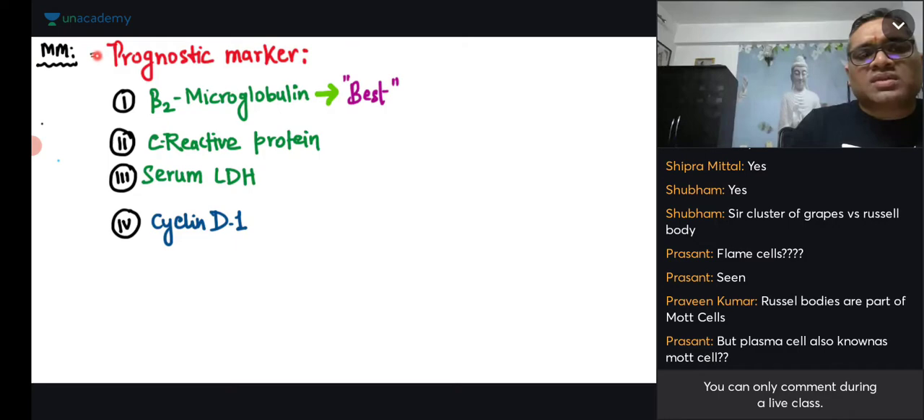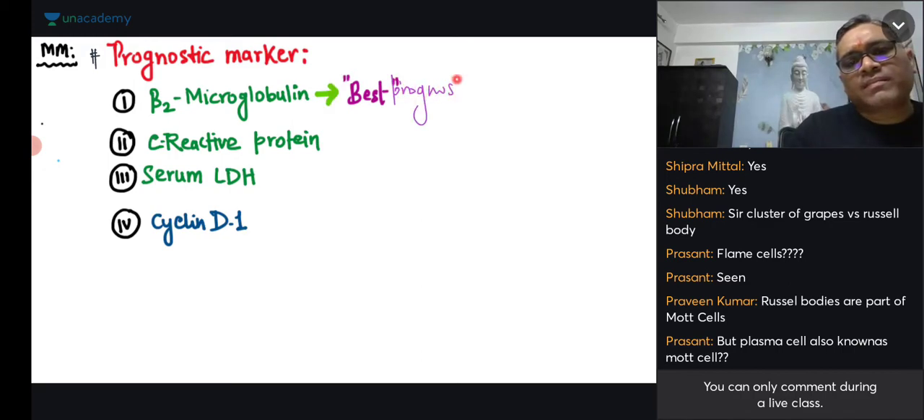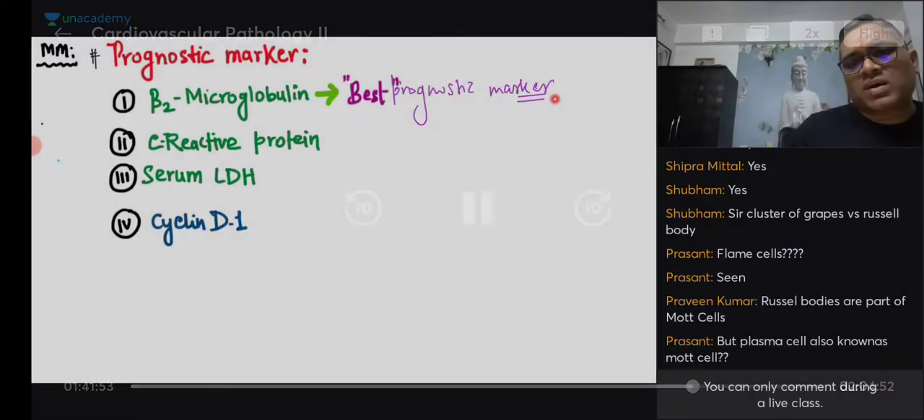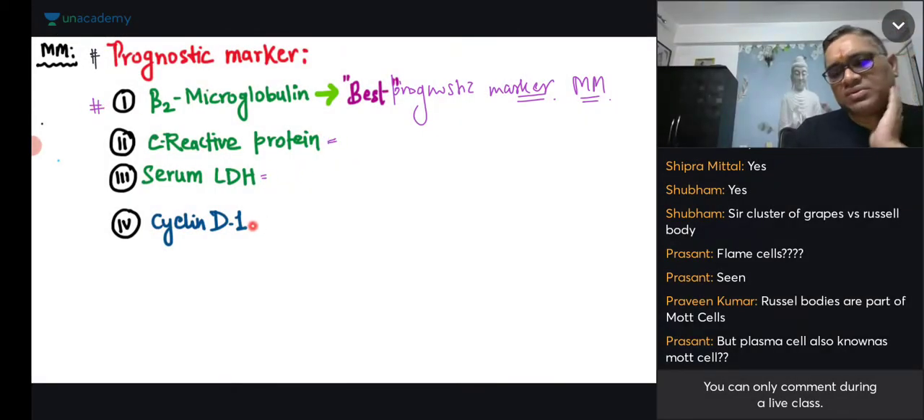When we are checking the prognosis of multiple myeloma, it will be assessed by these markers which I have written. So what are these markers? Beta 2 microglobulin is the best prognostic marker. Remember, it should not be confused with best prognosis. It is the best prognostic marker for multiple myeloma. Apart from this, C-reactive protein is also used, serum LDH is also used, cyclin D1 is also used. So these are some important ones.